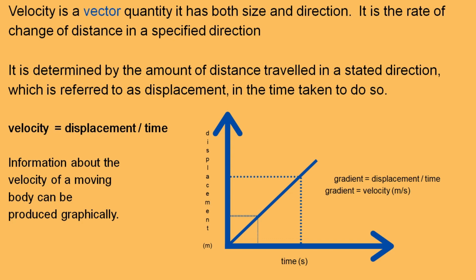Velocity is a vector quantity. It has both size and direction. It is the rate of change of distance in a specified direction. It is determined by the amount of distance traveled in a stated direction, which is referred to as displacement, in the time taken to do so. Velocity is equal to displacement over time. Information about the velocity of a moving body can be produced graphically via a graph of displacement against time. The gradient will produce the quantity of velocity.